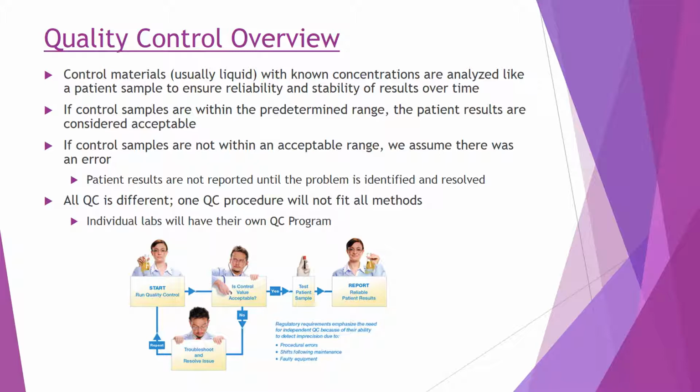So now we know some common terms and definitions, why we run QC all the time, and how essential quality work is. So just quickly, let's go over the general QC process. So QC uses control materials that have a known concentration, and these are analyzed in the same manner as patient samples, and that is to ensure reliability and stability of results over a period of time. And so the goal is for the control samples to produce results in the predetermined range. If that happens, then we can assume the patient results are also acceptable, and therefore those can be reported. However, if the control samples yield results outside of that range, then we assume that there was some kind of error or some kind of problem, and that must be investigated and fixed.